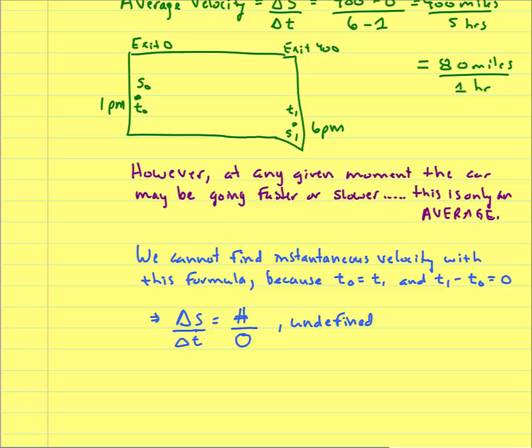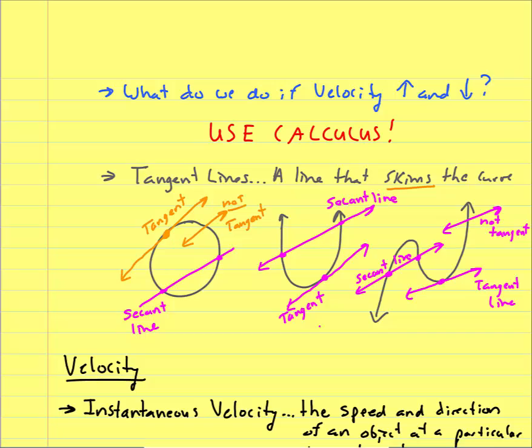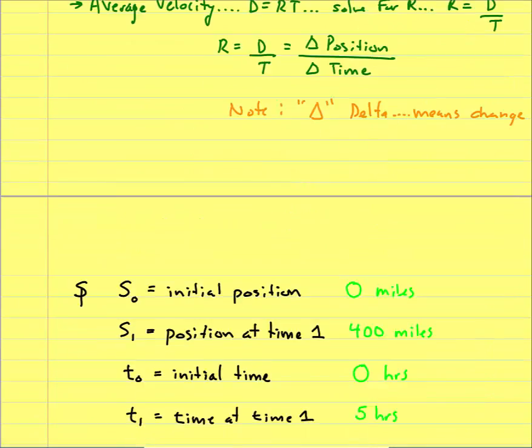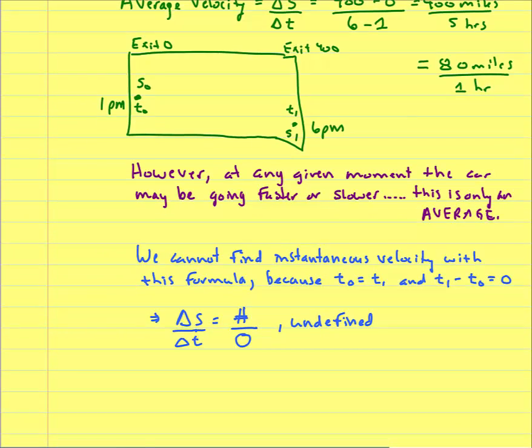So we should be able to get a good estimate of instantaneous velocity by just looking at a really tiny change in time. Now the question is, how tiny of a change do we need?